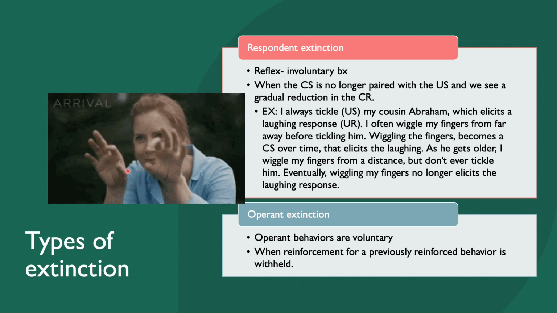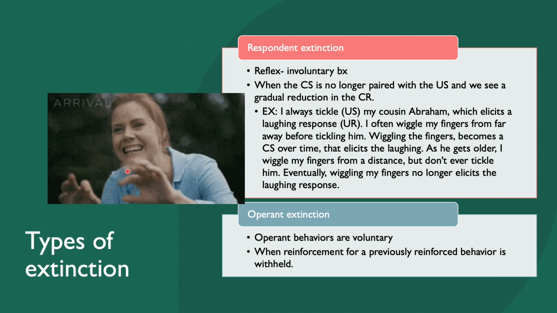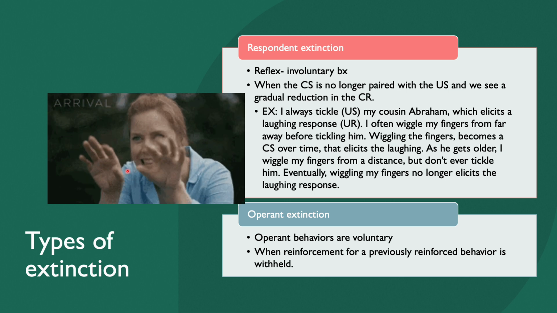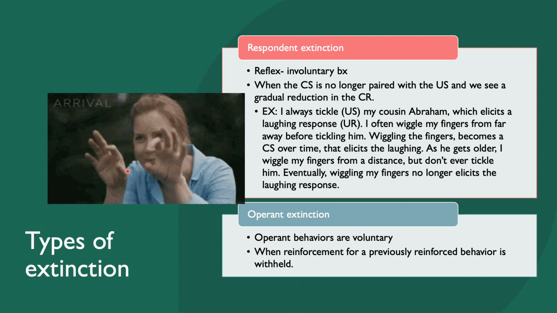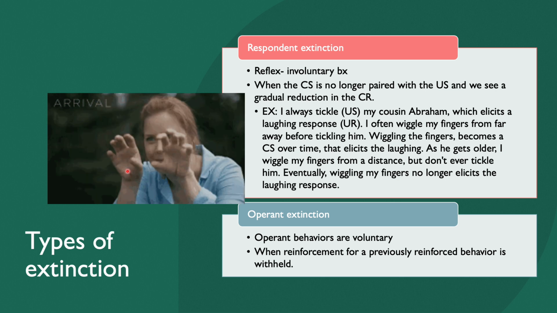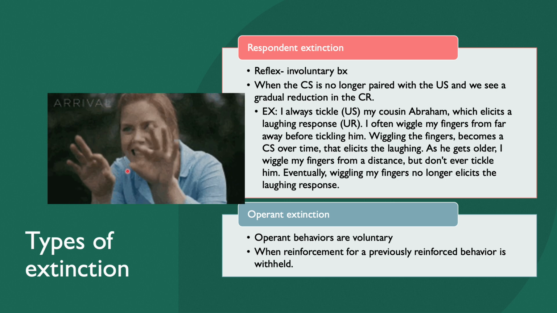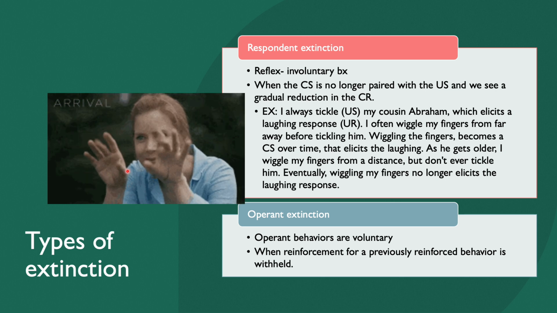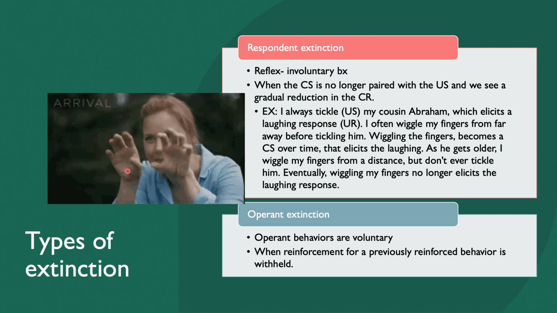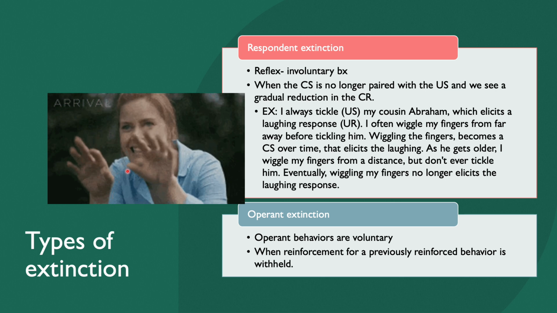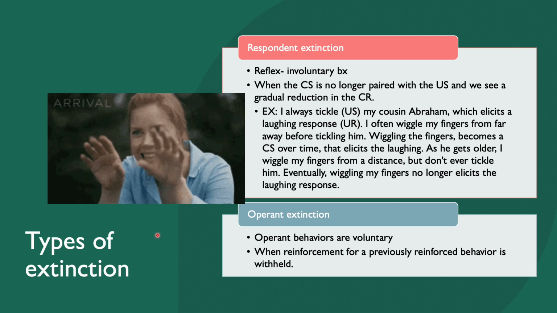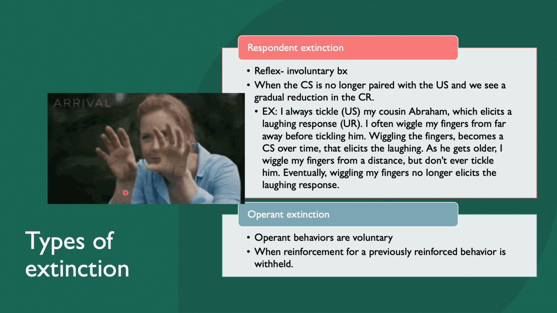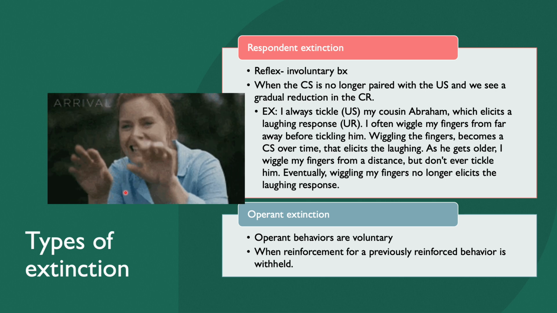Well, as he got older, he's an adult now, it didn't seem so appropriate to keep tickling him, and so we would just do wiggle fingers, and for some time just the wiggle fingers alone would elicit the laughing. But because we stopped tickling him, the wiggle fingers alone no longer elicits the conditioned response, so he's no longer laughing. So this is an example of respondent extinction.